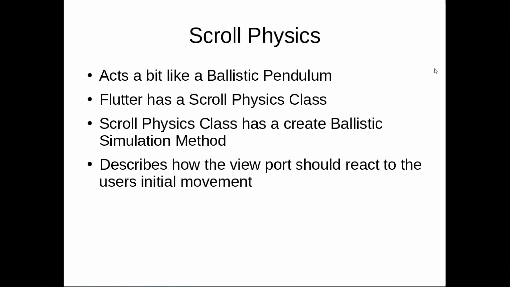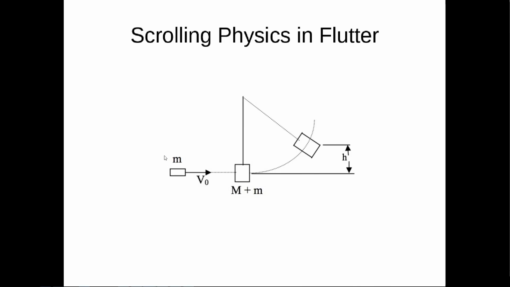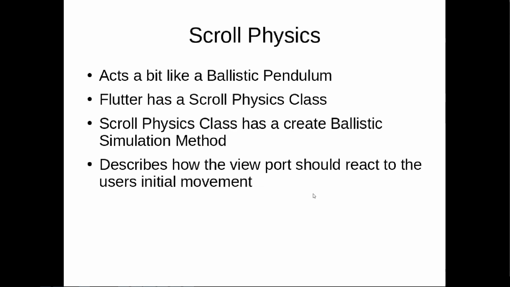Scrolling physics sort of acts like a ballistic pendulum. Here's what a ballistic pendulum actually looks like. So you fire something at a pendulum and it pushes the pendulum up to a certain height and then the pendulum comes back down. If you think about it, when a user pushes on a scrolling widget, their finger motion is like the bullet or the actual object that's being thrown at the pendulum, and then the motion of the screen is like the actual pendulum itself.